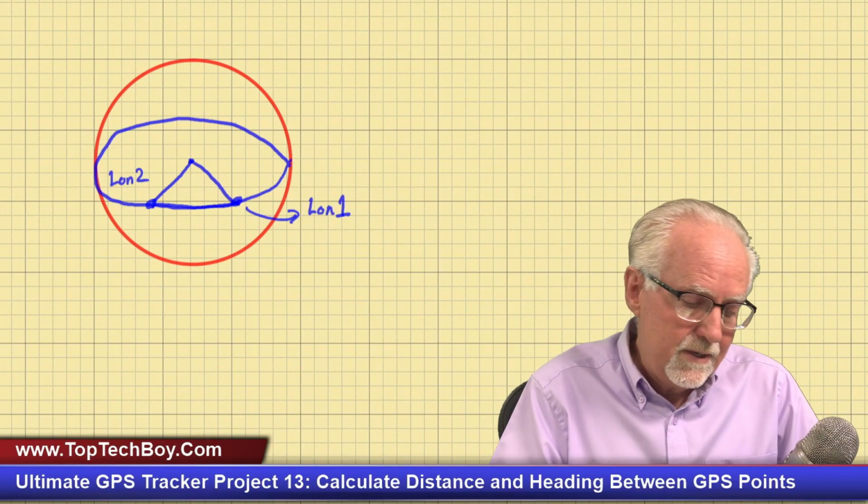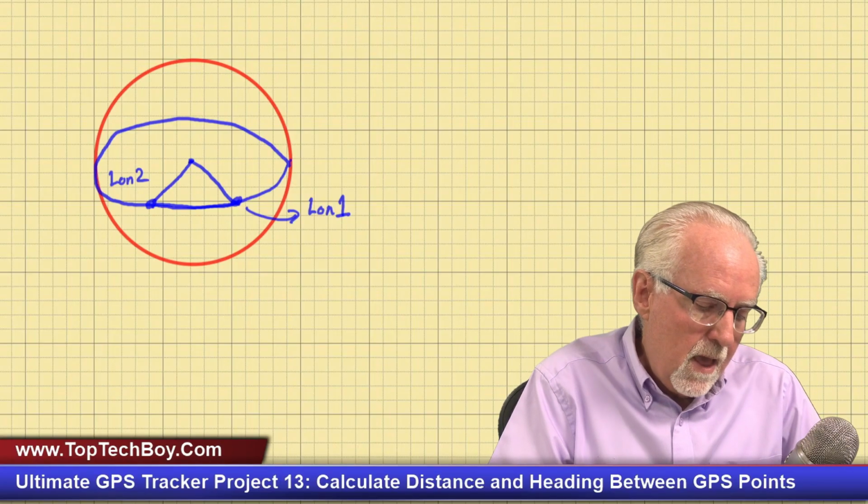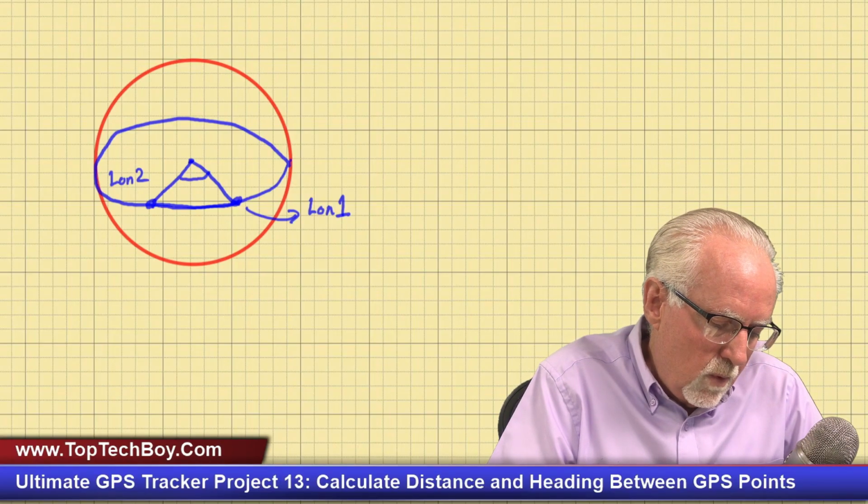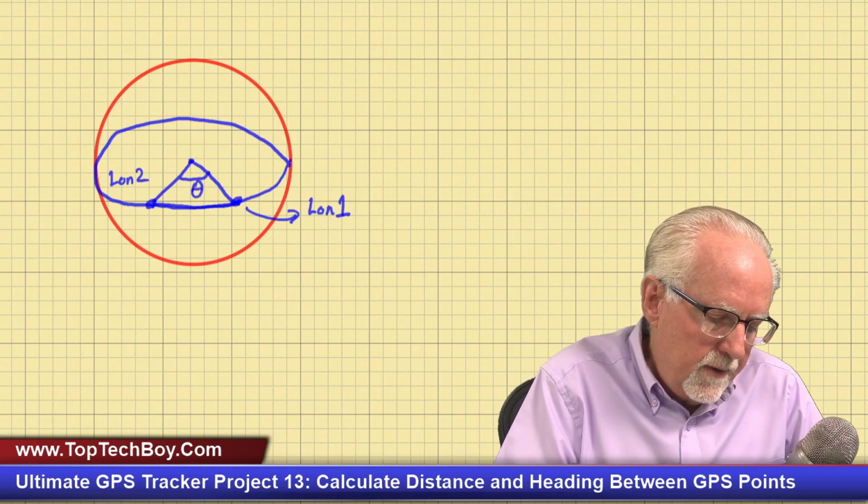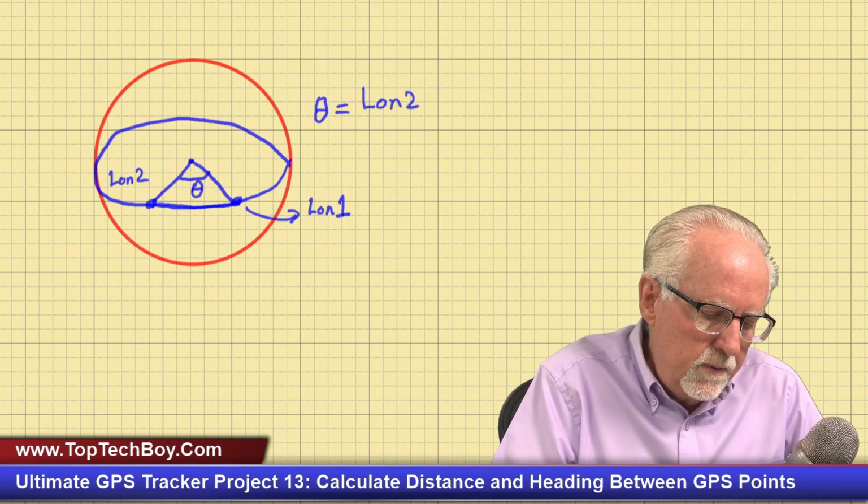Well, I can calculate it. What would it be? Well, what is this angle? What is this angle? The angle that I went through would be what? Ln 2 minus ln 1.